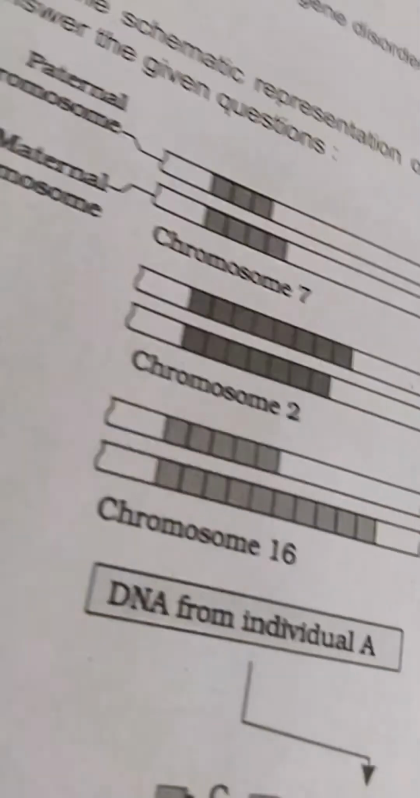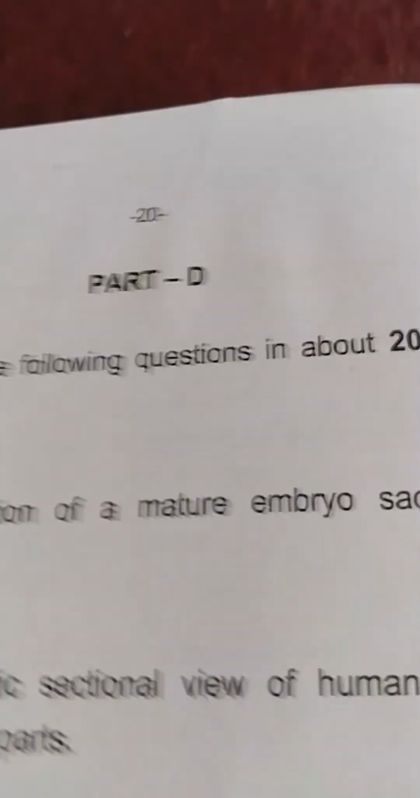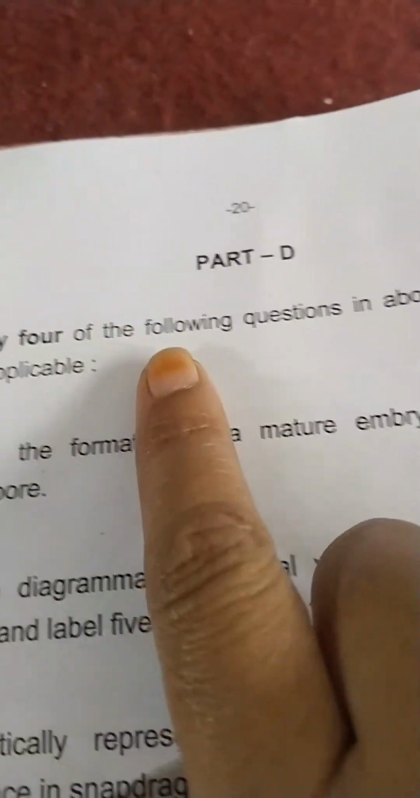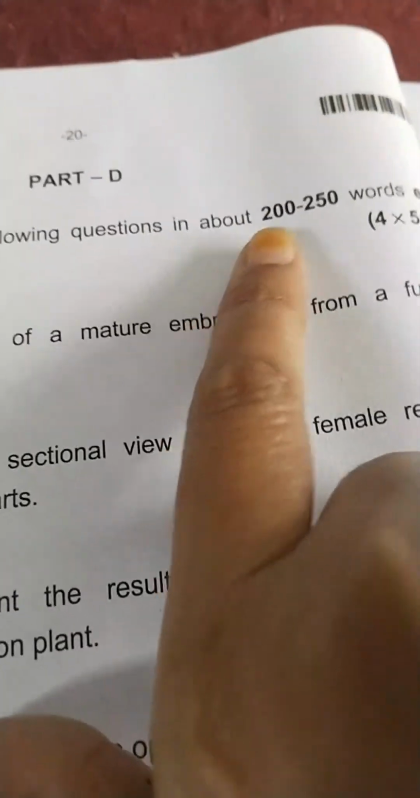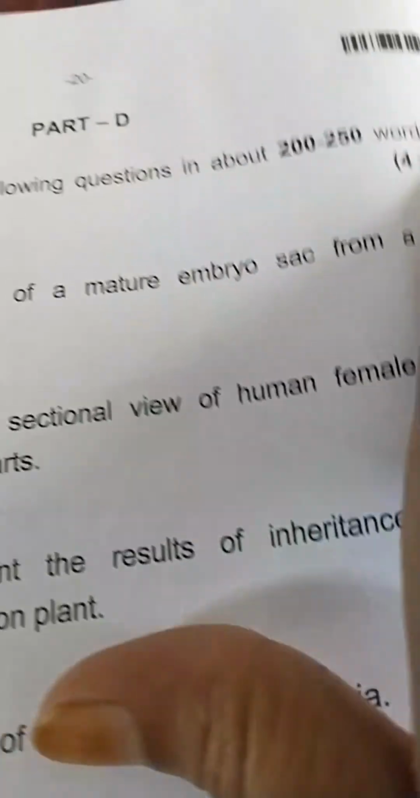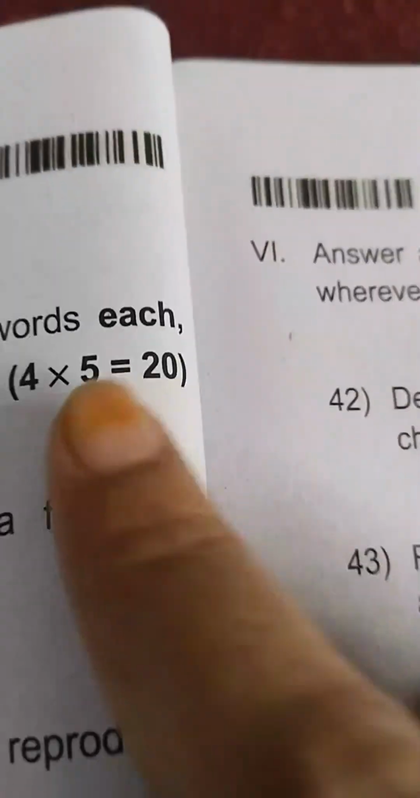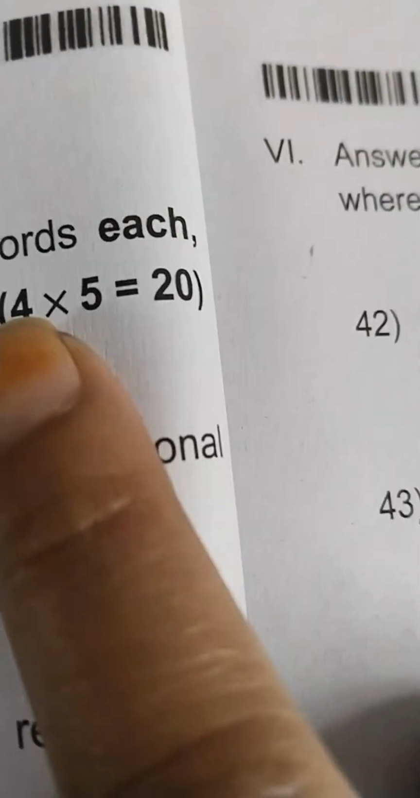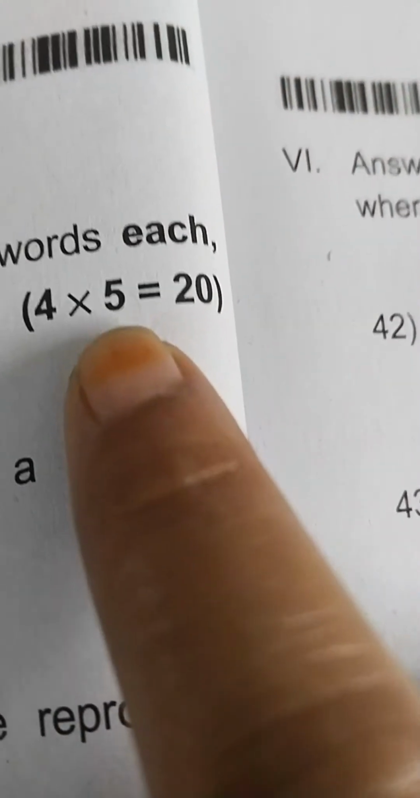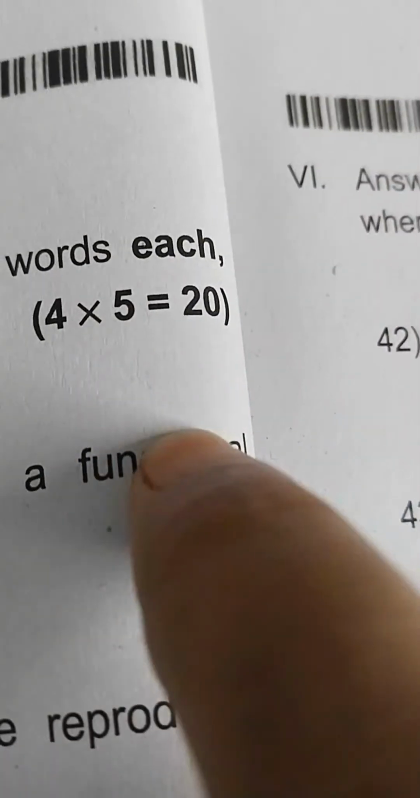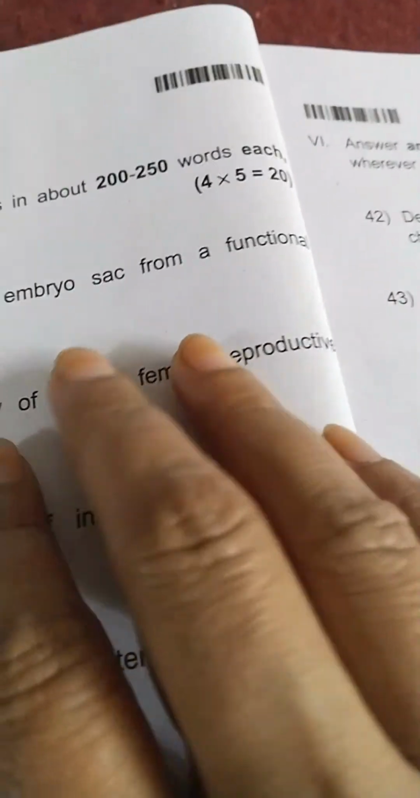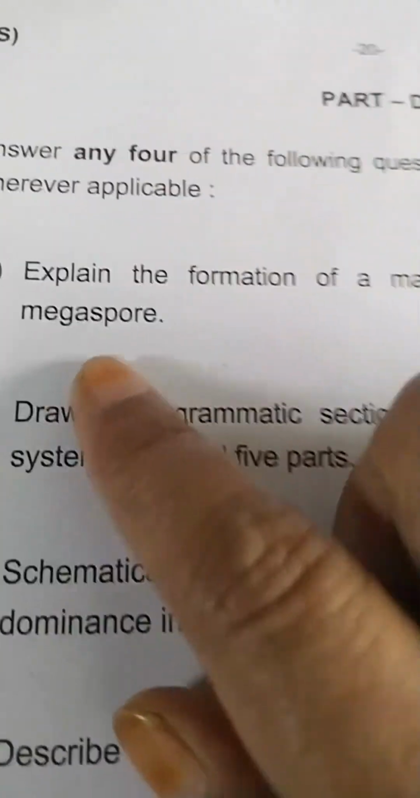That is question number 35 in Part D. Answer any 4 of the following questions in about 200 to 250 words each, wherever it is applicable. We need to attempt 4 questions, and each is going to carry 5 marks. The total number of marks is 20 marks. First question: explain the formation of a mature embryo sac from a functional megaspore.